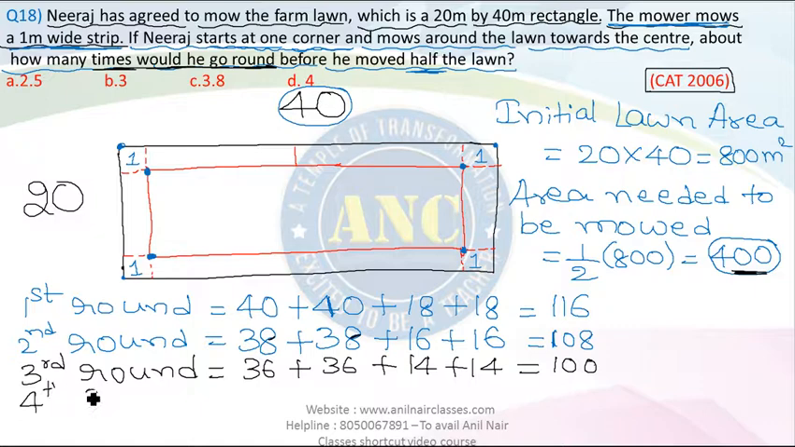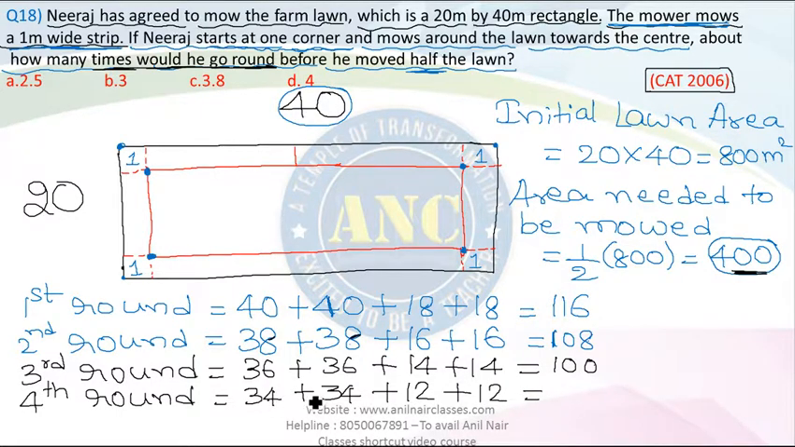Go for the 4th round. If he goes for the 4th round, same explanation once again. Out of 36, 1 and 1 gone, 34 he will mow. Out of 14, 1 and 1 gone, 12. 34 plus 34, 68. 68 plus 12 is 80. 80 plus 12 is 92.